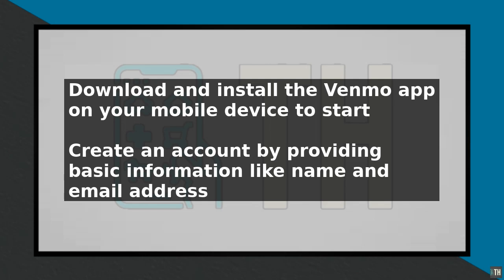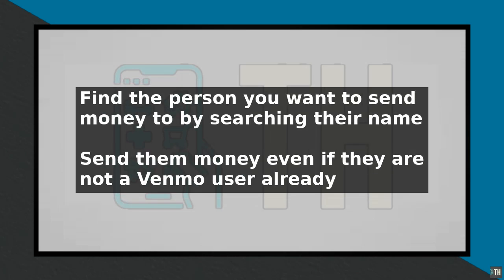After setting up your account, find the person you want to send money to by searching for their name, phone number, or email address in the Venmo app. If the person is not already a Venmo user, you can still send them money by selecting the option to send a payment notification to their phone or email.